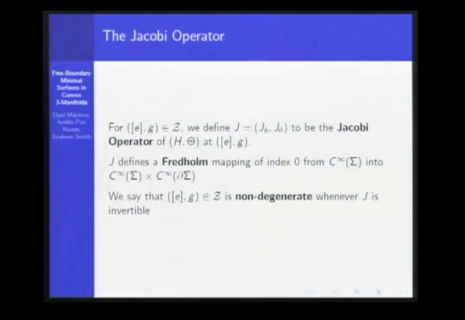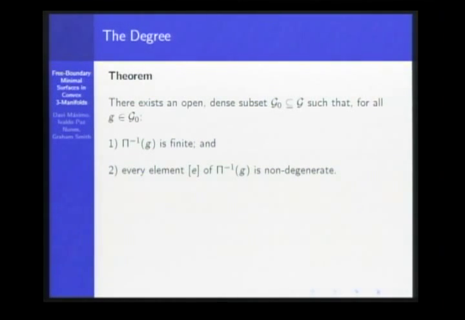So if we have a data point, e.g., in this set Z, we will say that this data point is non-degenerate whenever this Jacobi operator J is invertible. So the Jacobi operator, normally when you look at minimal surfaces, you look at the Jacobi operator of mean curvature. This time what we're looking at is the Jacobi operator of this pair, mean curvature plus boundary angle. Now, what you do then is we have that this Jacobi operator is Fredholm of index 0.